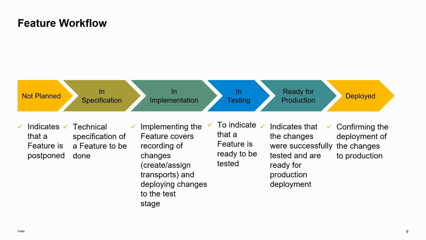Of course, we have this normal ping pong, which means from in testing, you can switch back to in development until you have reached a successful test. And finally, then go for ready for production, which is as well our approval step to ensure that you can deploy into production. Finally, if you have deployed into production, the final status would be deployed.